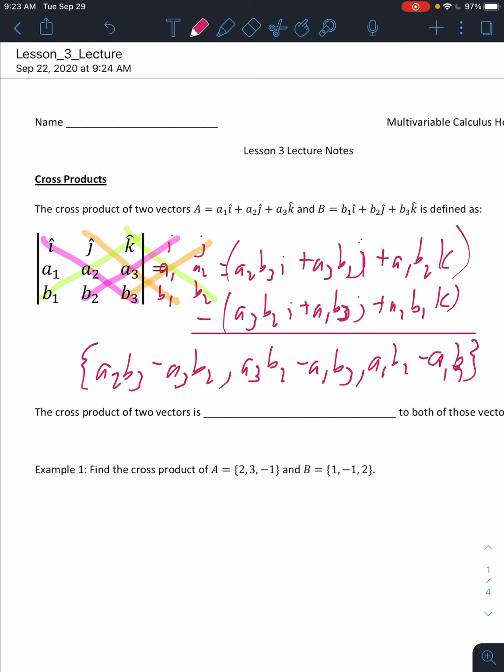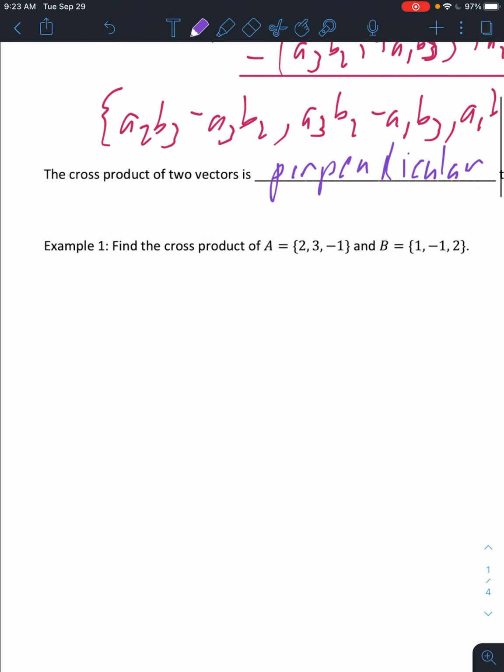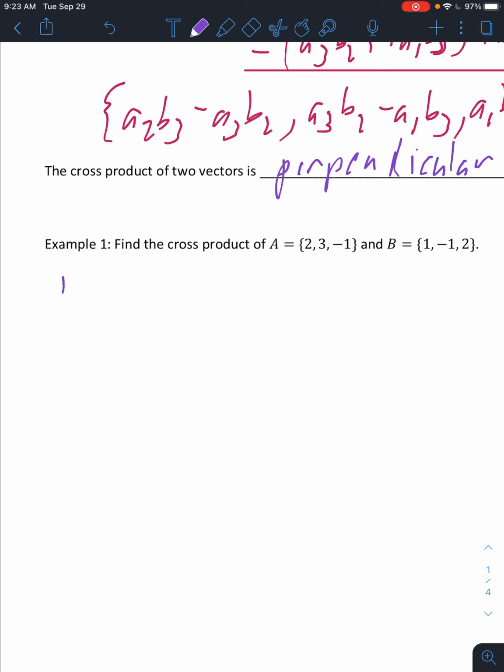Important to note here, the cross product of two vectors is perpendicular to both of those vectors, which makes the cross product very important in the 3D world. So a quick example here of finding the cross product. I'm going to set up my matrix and find the determinant of that. So I'm going to copy down my first two columns.